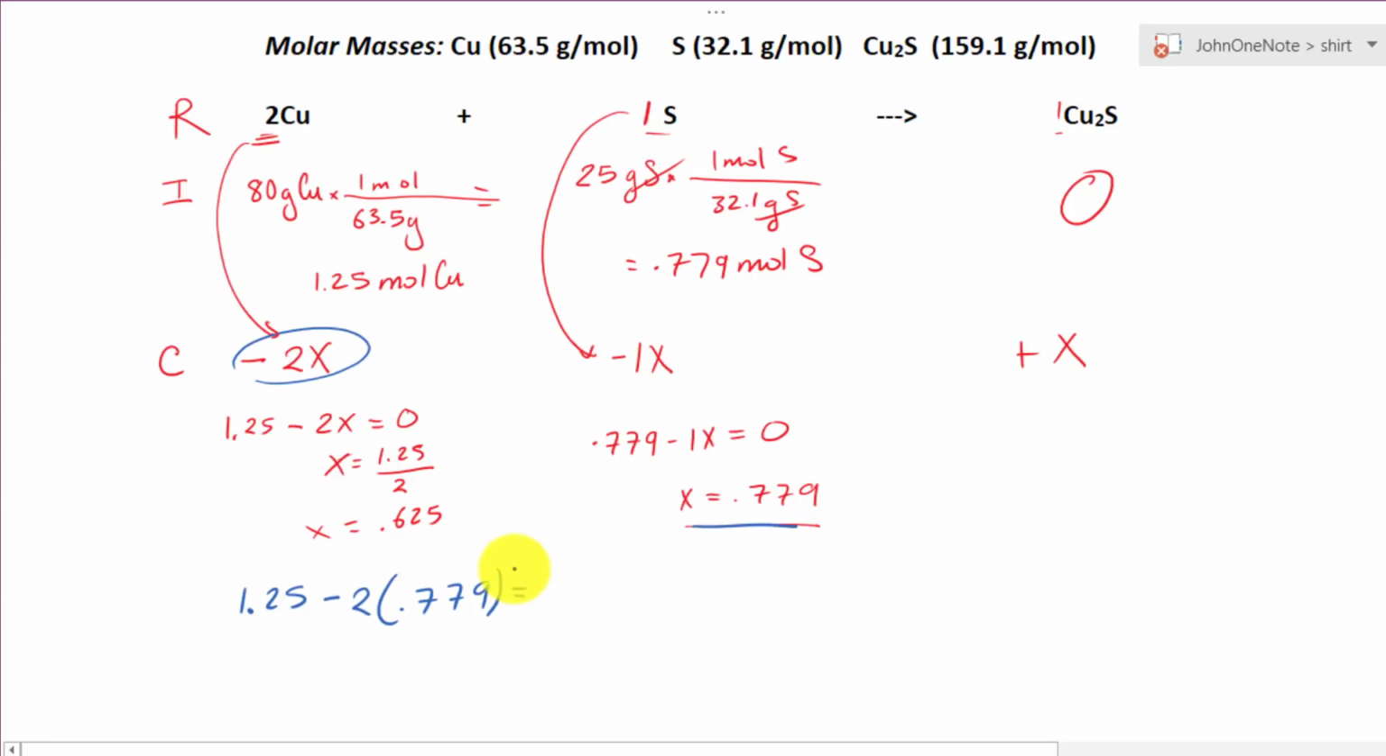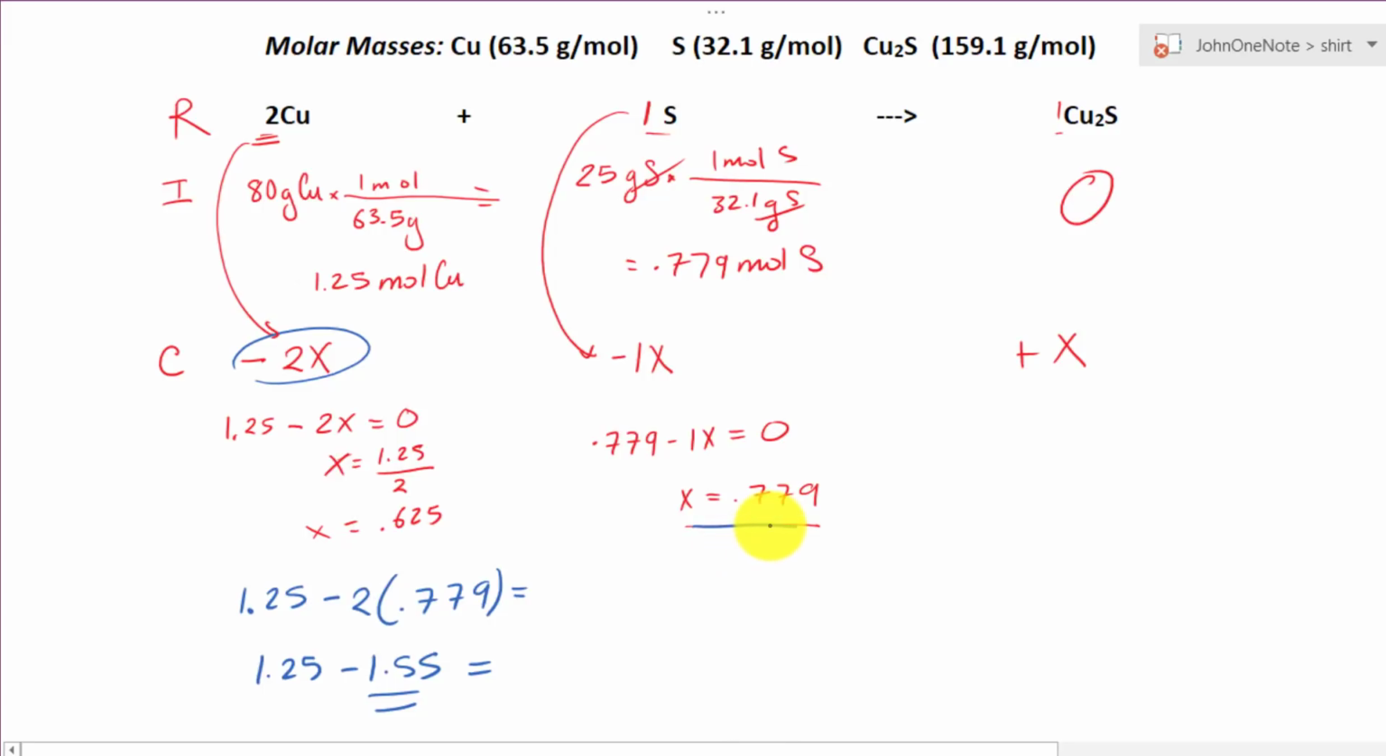So in this case, 2 times 0.779 is what? 2 times 0.779 gives us 1.55. So we have 1.25 minus 1.55. And that is impossible to occur in this reaction. That means, see right there? 1.55, that means you require more than 1.25. So therefore, it tells you that you have an excess amount of this substance in terms of sulfur. So therefore, this cannot be the limiting reagent.